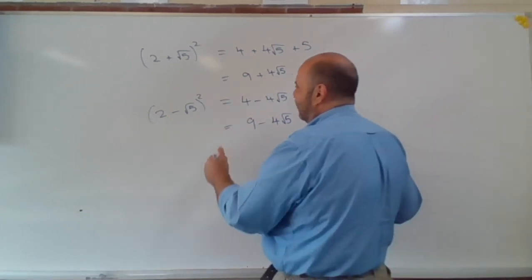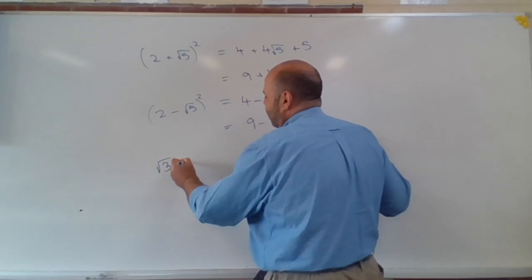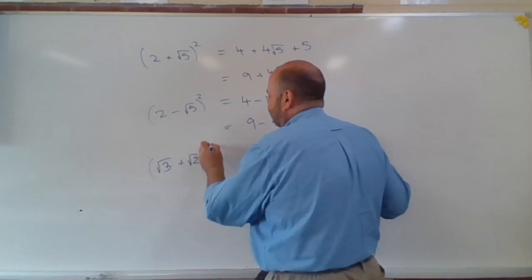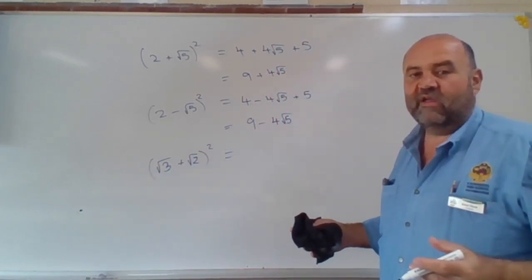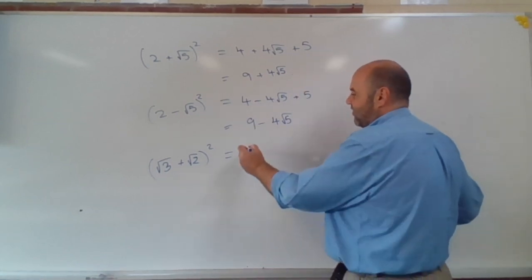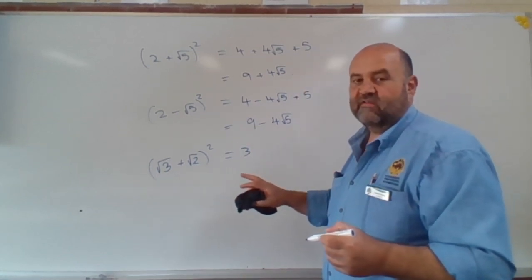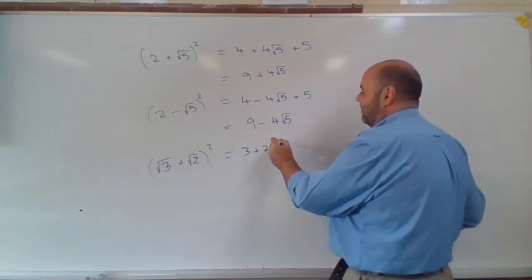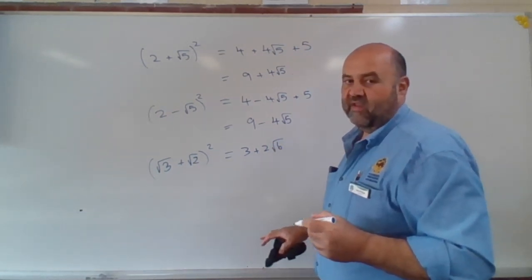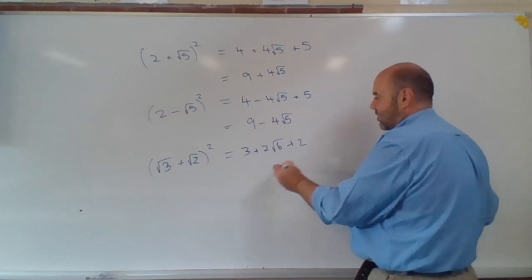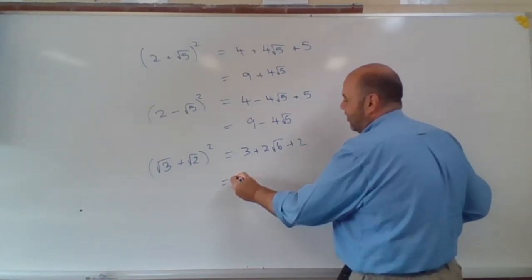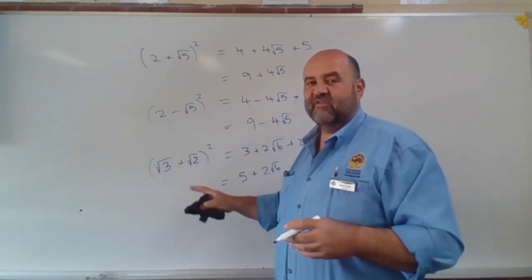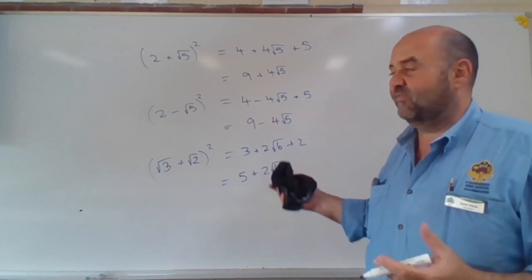And it wouldn't matter if there were 2 surds. So if I had root 3 plus root 2 squared, I do it exactly the same way. So square the first: root 3 times root 3 is 3. Twice the product: root 3 times root 2 is root 6, twice that is 2 root 6. And then square the last: root 2 squared is 2. And just 3 plus 2 is 5 plus 2 root 6. Okay, so it doesn't matter if they're rational numbers or surds. Expanding these perfect squares always works that way.